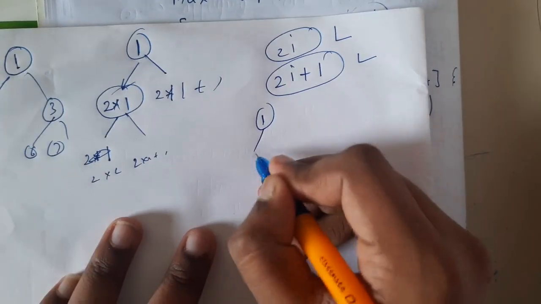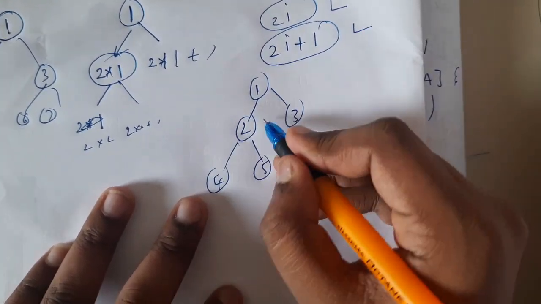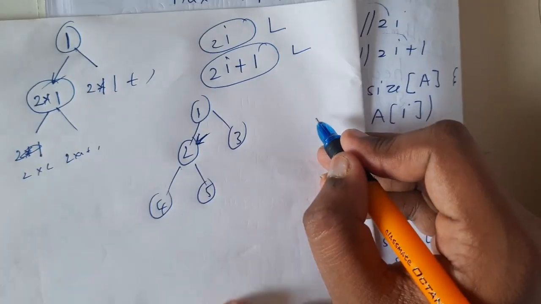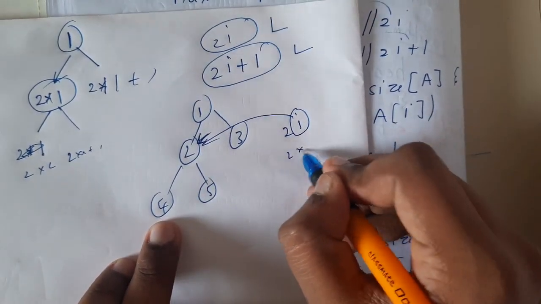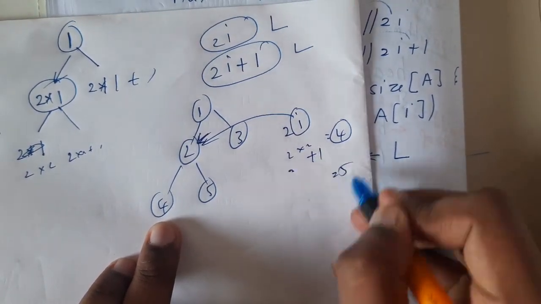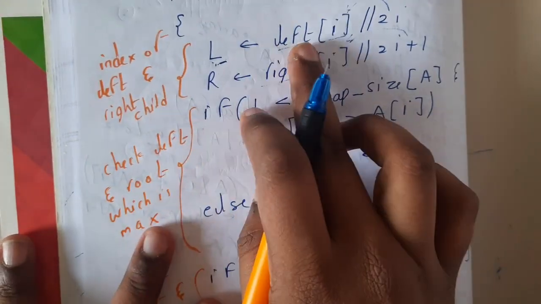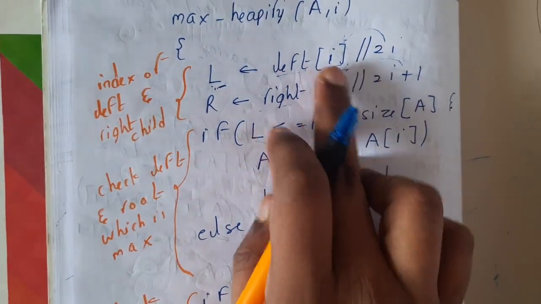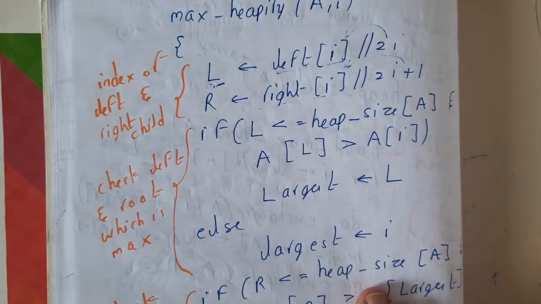Let me explain again so that it will be clear for you. 2, 3, 4, 5. If you want to identify the children of 2, the left child will be 2 into I, where I is the number. So 2 into 2 equals 4, and 4 will be the left child. Just add plus 1 to get the right child, which is 5. That is what is used here to identify the left element and the right element. I will be identifying them and storing them in left and right. It's clear, right?